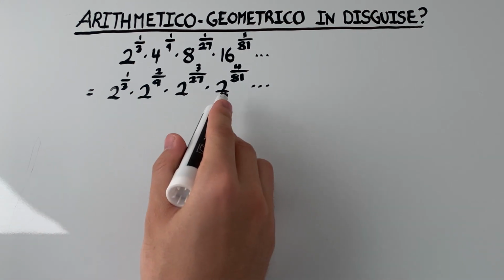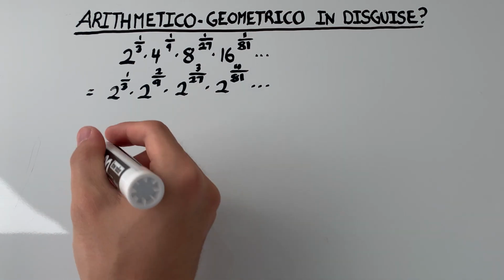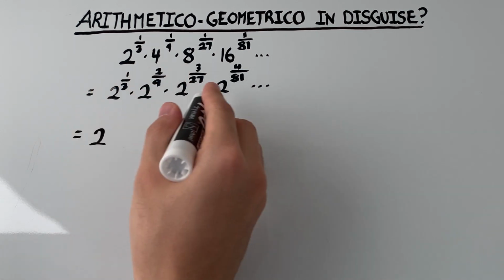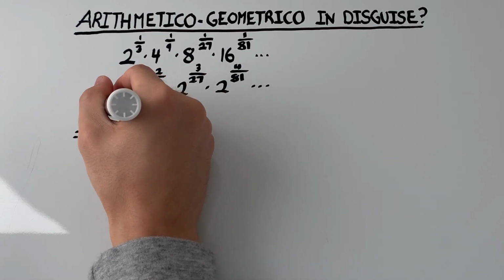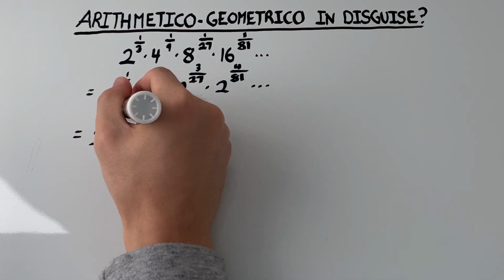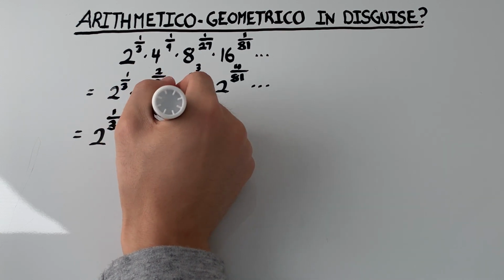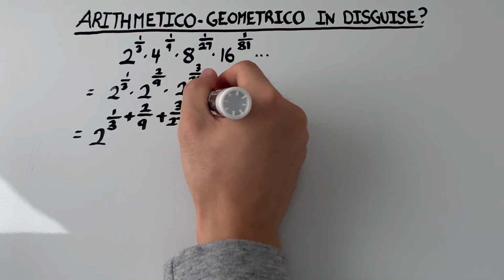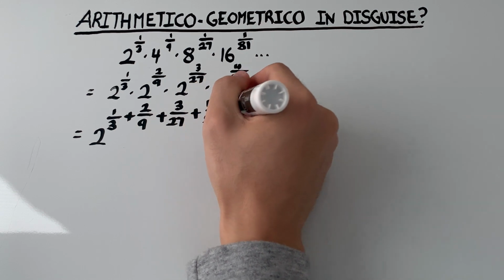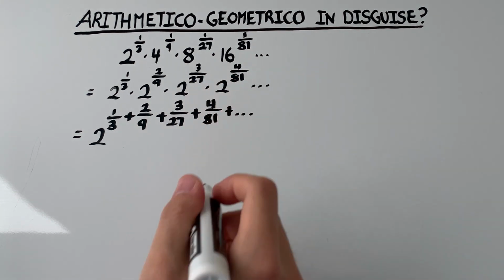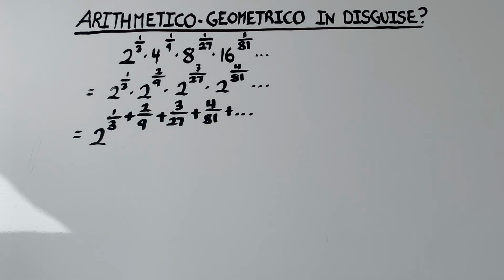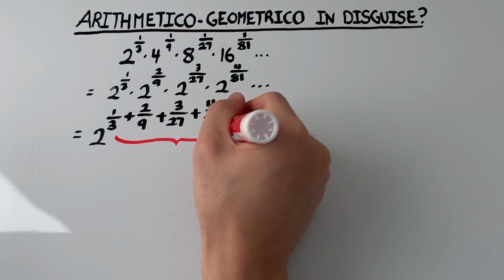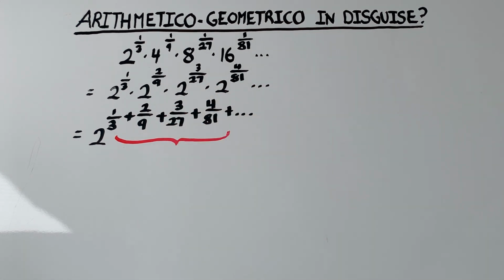Now since all of these exponents have the same base, we can combine them by adding their exponents. So this is the same as 2 to the 1 over 3 plus 2 over 9 plus 3 over 27 plus 4 over 81. And now do you see it? This part, right over here, looks very familiar, doesn't it?